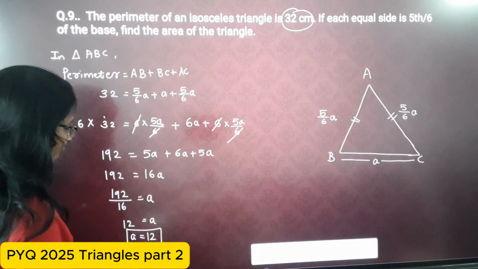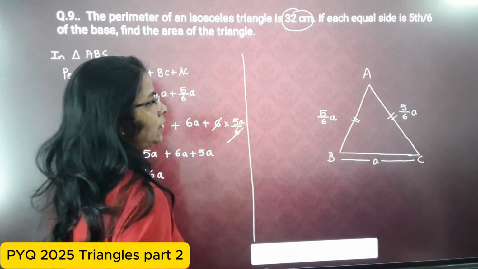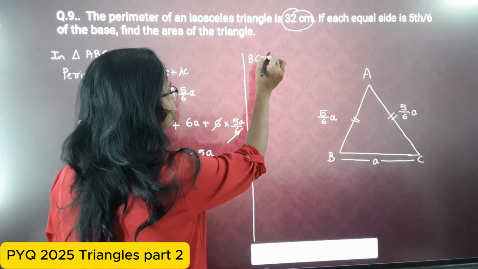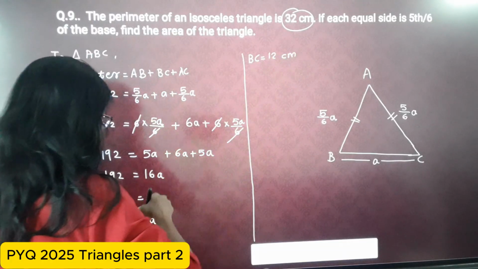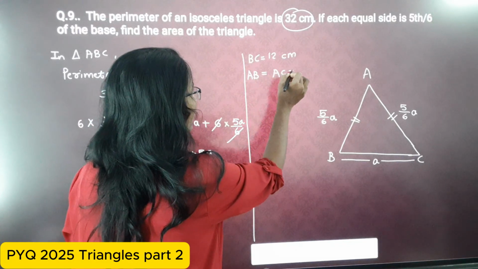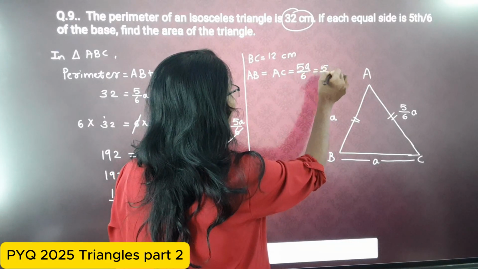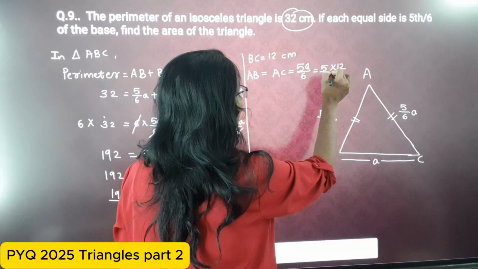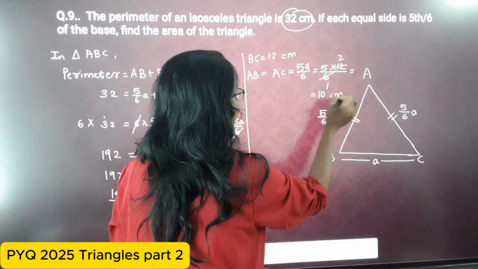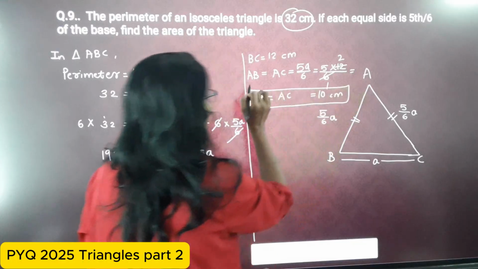Okay students, we got the base, that is A is equal to 12. Now students, the next step: BC is equal to 12 centimeter. Then we can find out AB as well as AC, which is equal to 5 upon 6 A, that is 5 multiplied by 12 upon 6, which is equal to 10 centimeter. So here AB is equal to AC is equal to 10 centimeter.